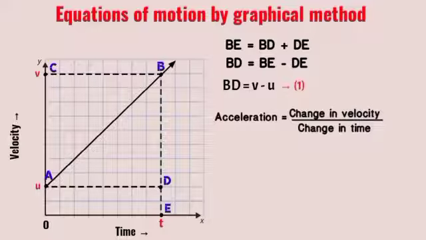Let's consider it as equation number 1. As we know that acceleration is given by the change in velocity divided by change in time. From the graph, change in velocity is BD in time t. Therefore, a is equal to BD upon t.